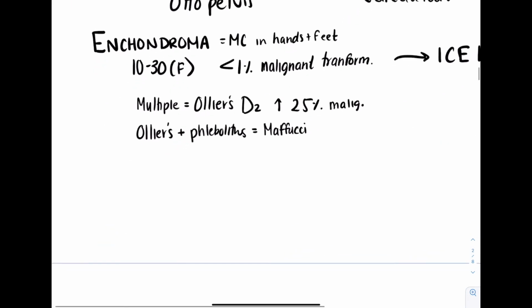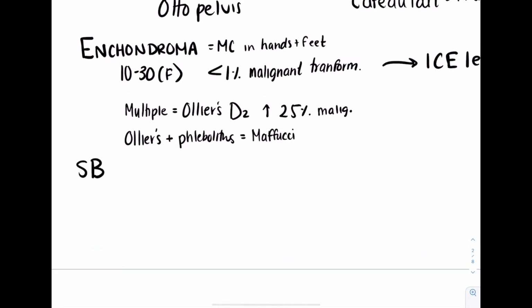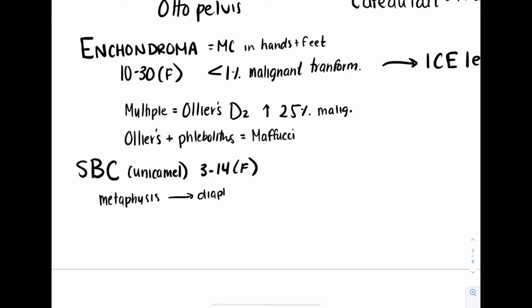And then our last one, what are our buzzwords or things to think about with our simple bone cysts, also called unicameral cysts. So our SBC, this is non-painful. We're seeing that the age range is 3 to 14, but you keep it forever. With a simple bone cyst, it starts in our metaphysis, but it can move to our diaphysis.